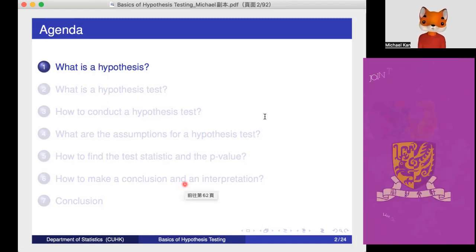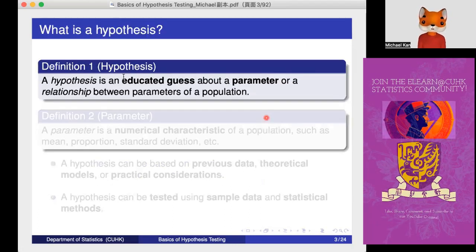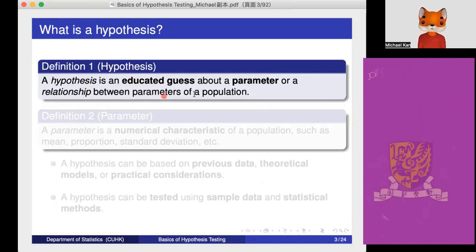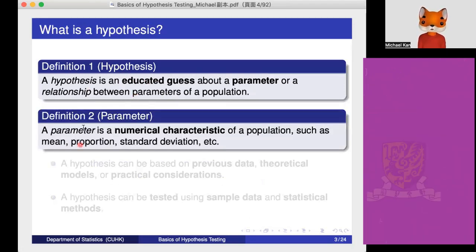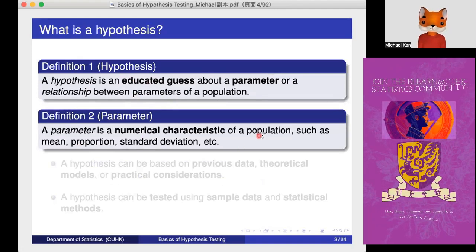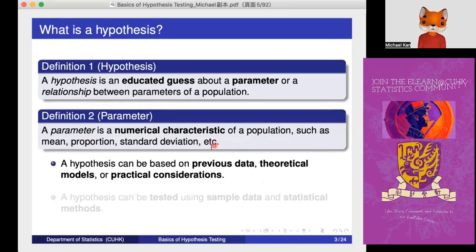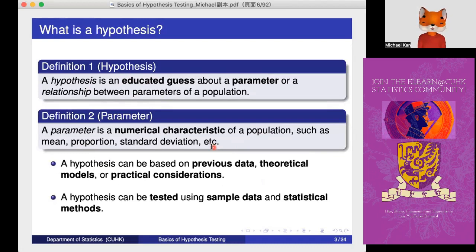First, let's talk about what a hypothesis is. In fact, it is an educated guess about a parent parameter or the relationship between them. The so-called parameter is a numerical characteristic about its parent, such as mean, proportion or standard deviation, etc. For example, you can have a hypothesis that the average height of a class is 170 centimeters, or that the proportion of girls in a class is 60%.